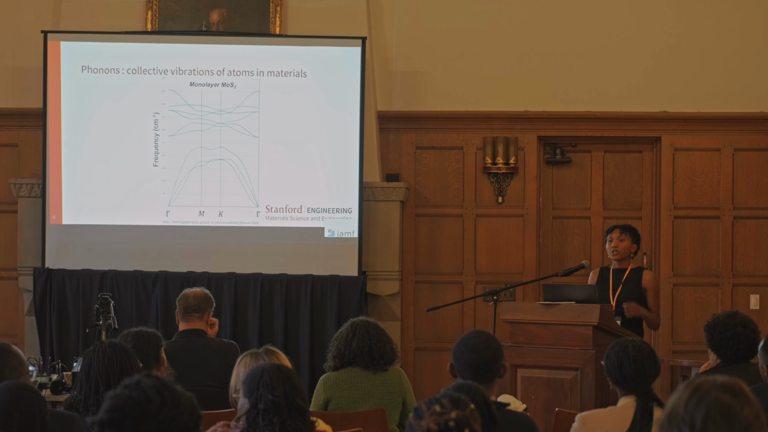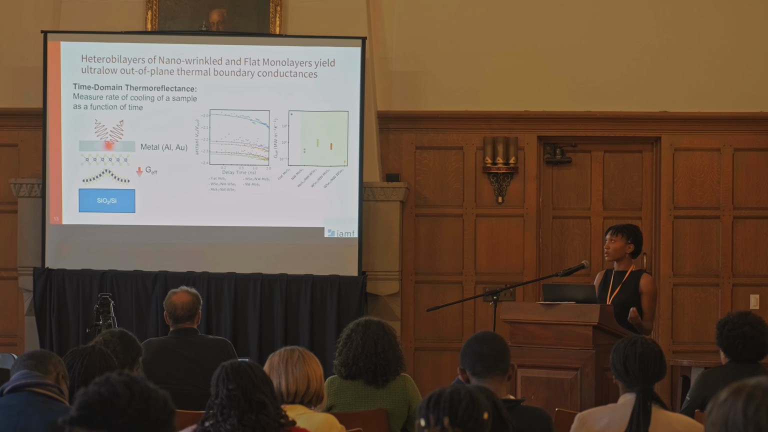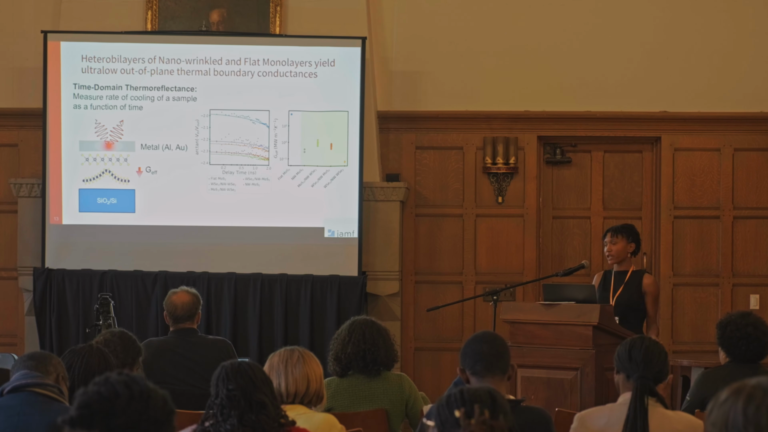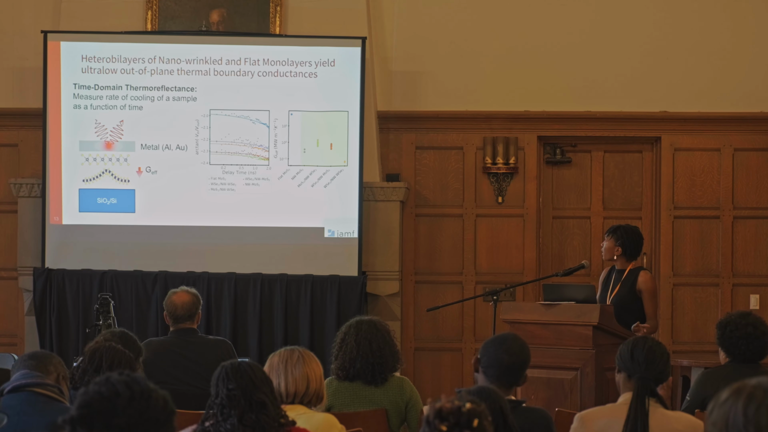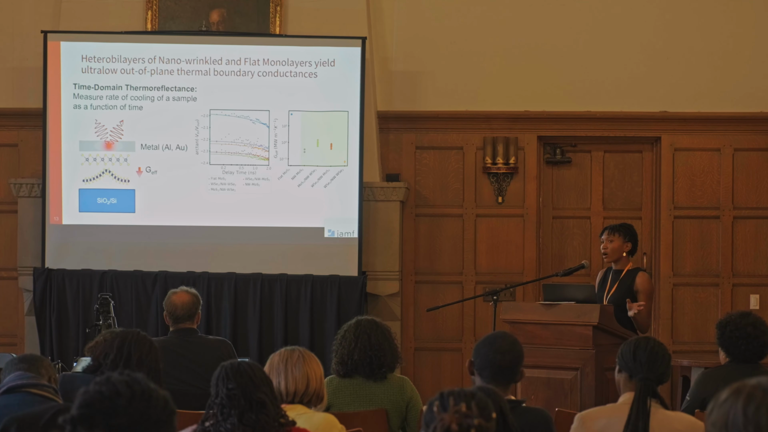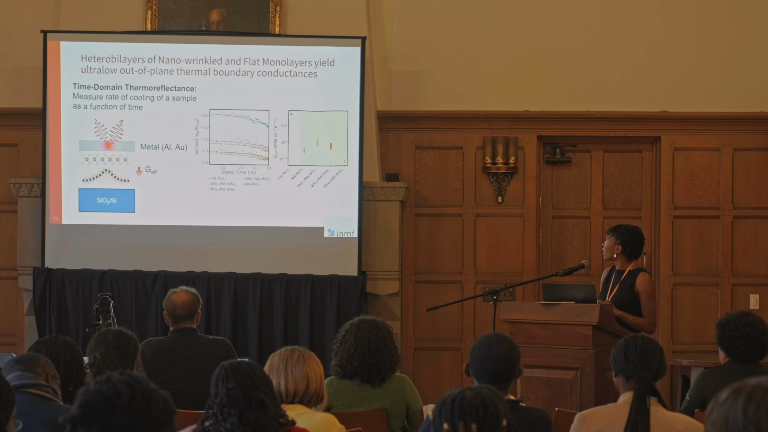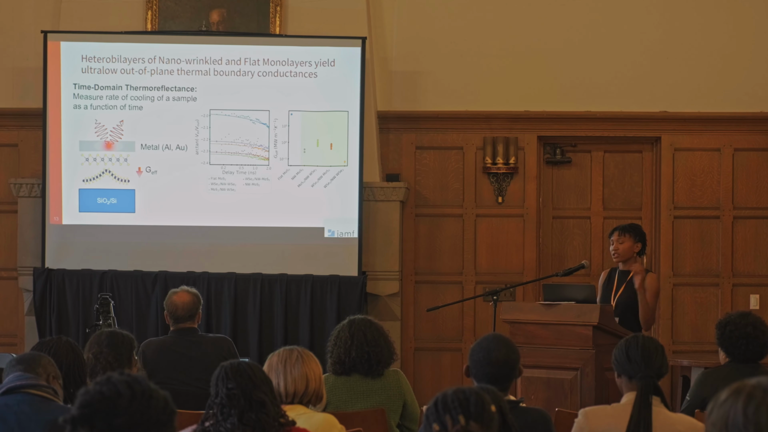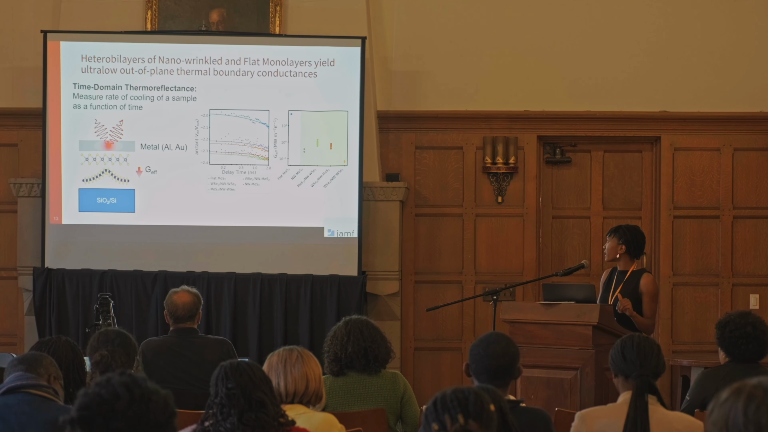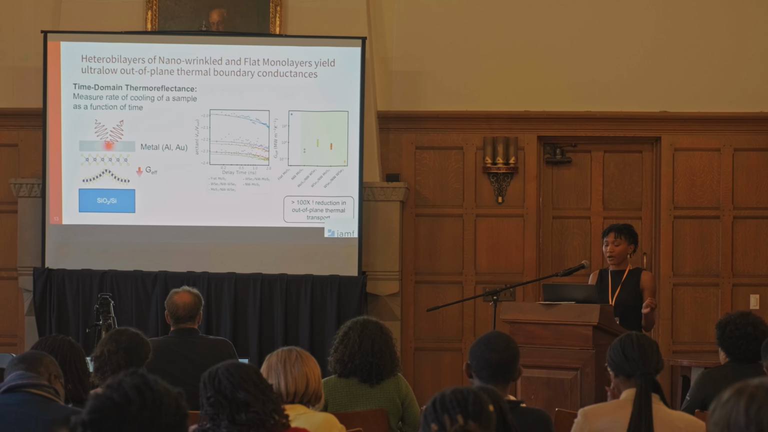So what we wanted to look at here is placing an additional monolayer on top of our nanoscale bubble wrap systems, because it's been shown previously that having two van der Waals materials on top of each other can lead to extremely low thermal boundary conductances or thermal transport in the out-of-plane direction. And what we're able to see is that when we compare our nano-wrinkle monolayers to our flat system, and additionally when we have these monolayers on top of nano-wrinkled systems, we get up to 100 times reduction in the out-of-plane thermal transport of these materials.